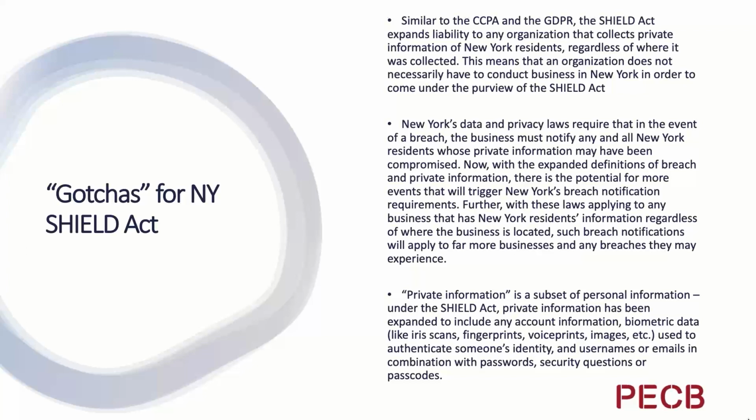And the private information, so they expanded on what that is: the account information, biometric data, the iris scans, fingerprints, voice prints, etc., that are used to identify someone's identity. And this also includes username or email in combination with a password, or even just the security questions or passcode. So I think a lot of times businesses might think, well, it's just a traditional username, or I just have an email address. It doesn't really matter. But if the email address and even just the security questions get released, you would have to revert back to the data breach regulations that are within and validate if you need to do a breach notice. So I think a big focus for the gotchas is the data breach notification, to really fully understand what you may have to release to New York on that.